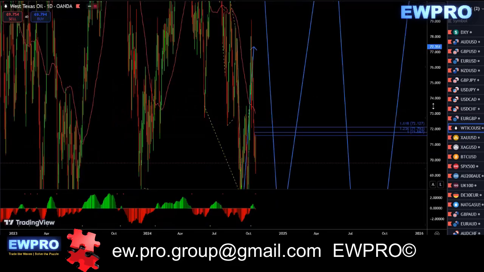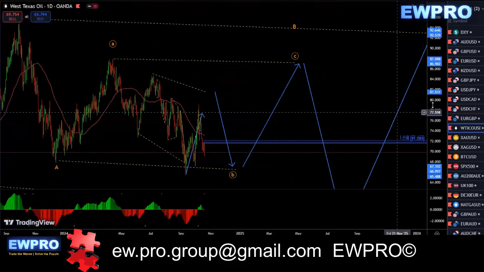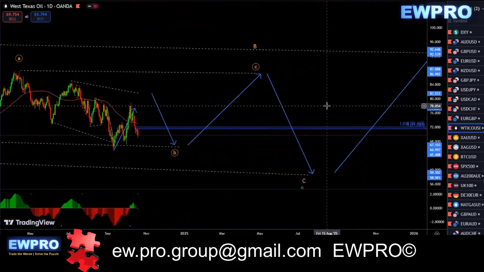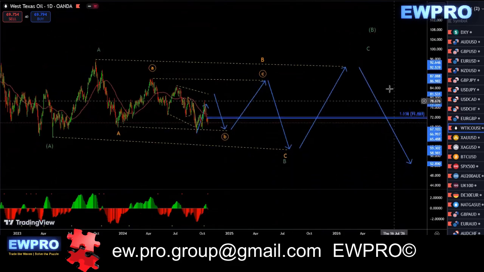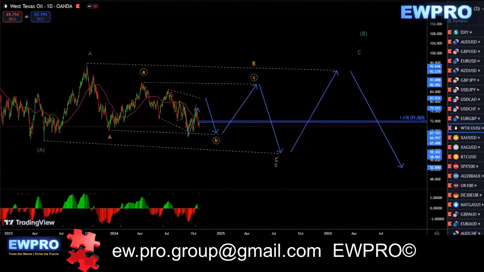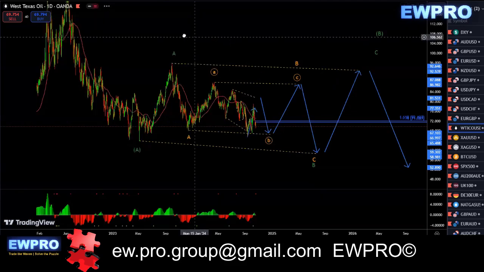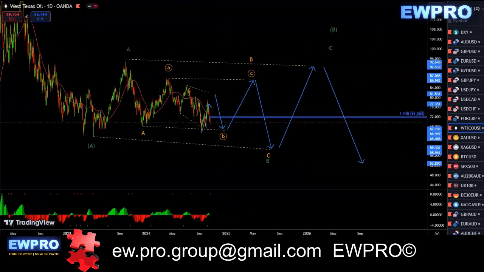WTI, it's pretty much going where my arrows are looking for. You can see I've had this on here for quite a while too. I put this arrow on over here when we were getting this one down. If you remember, this one did go a little bit further than I thought. We did get the A, B, C up in here. So now I'm looking for this A, B, C. We're getting this C down in here now. And then I'll be looking for upside.